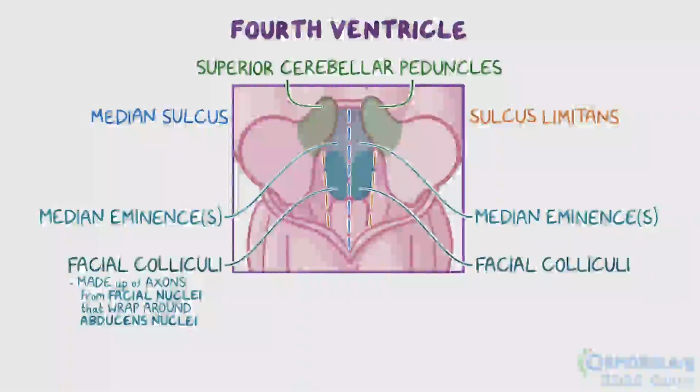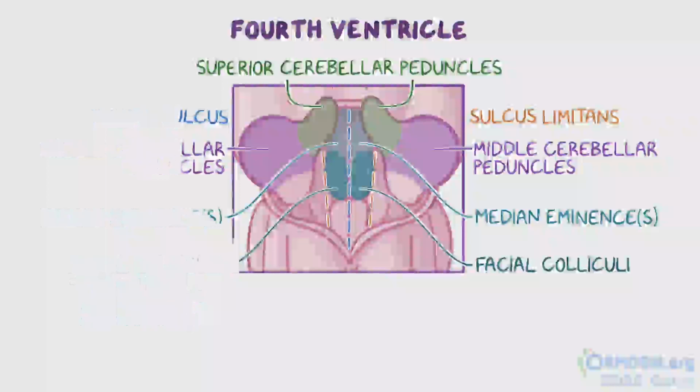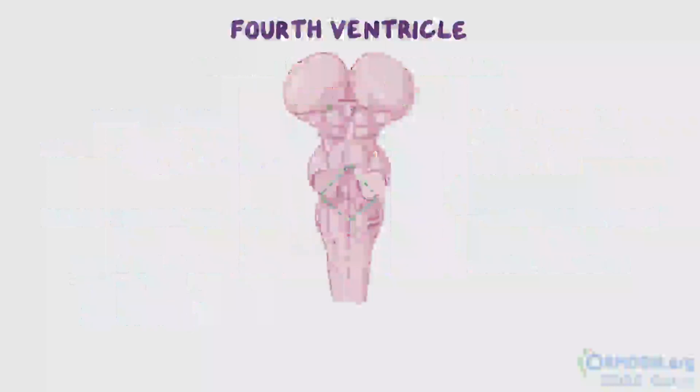Caudal to the superior cerebellar peduncles, we see the middle cerebellar peduncles. Now, on the dorsal aspect of the medulla oblongata, we can see that the rostral medulla creates the dorsal half of the floor of the fourth ventricle.